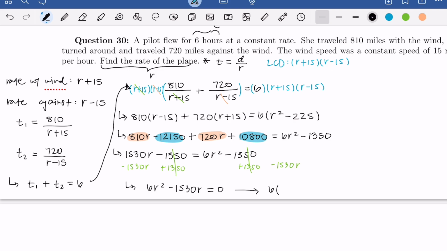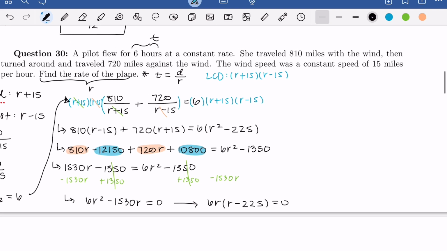We can pull out a 6 from both of these terms. We're going to get r squared minus 225r. Actually, what we'll do, we want to pull out the greatest common factor, so we'll pull out a 6r from both of these guys. We're going to be left with r minus 225, and this is all equal to 0.